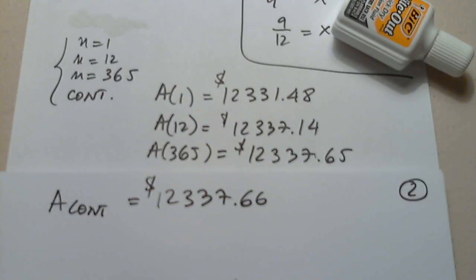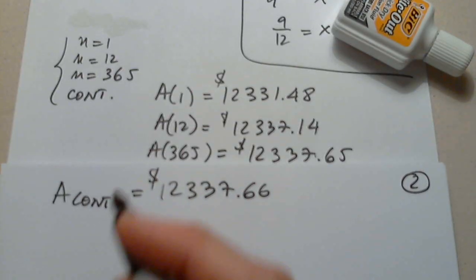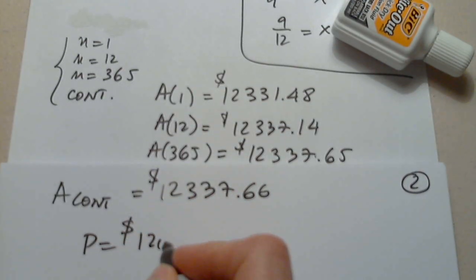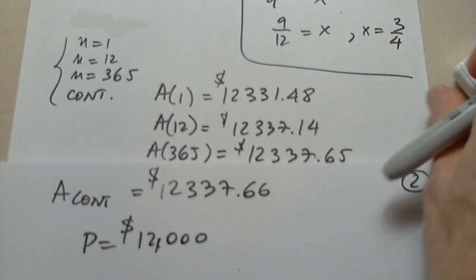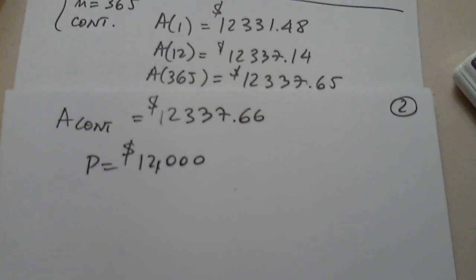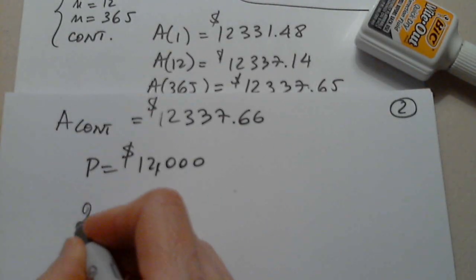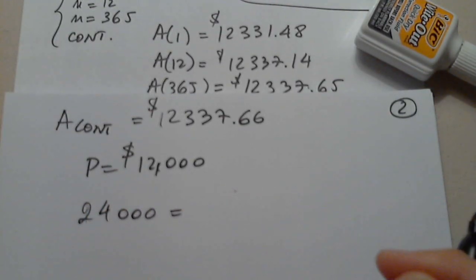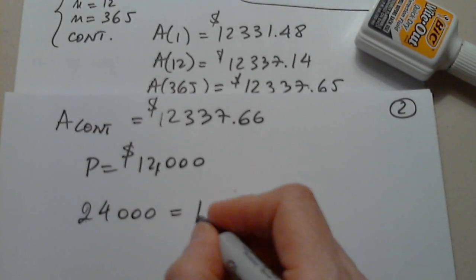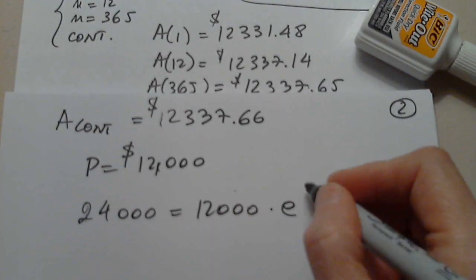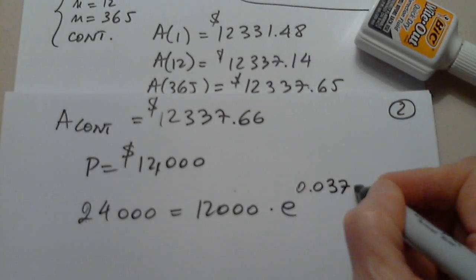So now this part: find the doubling time for the given interest rate. What does this mean? It means that we start with a principal of 12,000, and we would like to determine the time required for the investment to double. So now the formula is 24,000 equals 12,000 e to r, which is 0.037 times t.